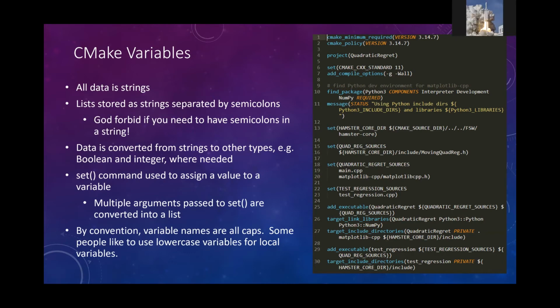What exactly is the variable in this case? I'm still kind of confused. The variable is quadratic or get sources.